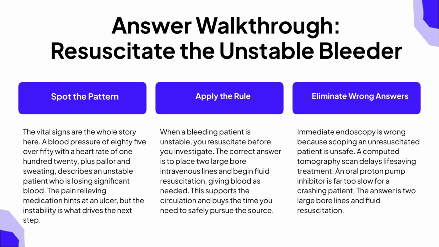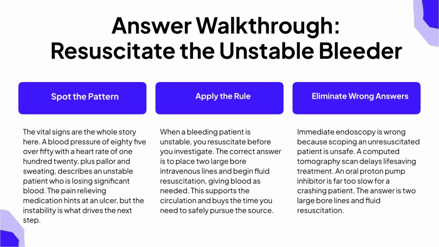First, spot the pattern. The vital signs are the entire story: a blood pressure of 85/50, a heart rate of 120, and a pale, sweaty patient all describe someone who is hemodynamically unstable and losing a significant amount of blood. The daily pain-relieving medication is a clue that the source may be an ulcer, but right now the source matters less than the instability. Second, apply the rule. In an unstable bleeding patient, you resuscitate before you investigate. The correct answer is to place 2 large bore intravenous lines and begin fluid resuscitation, transfusing blood as needed.